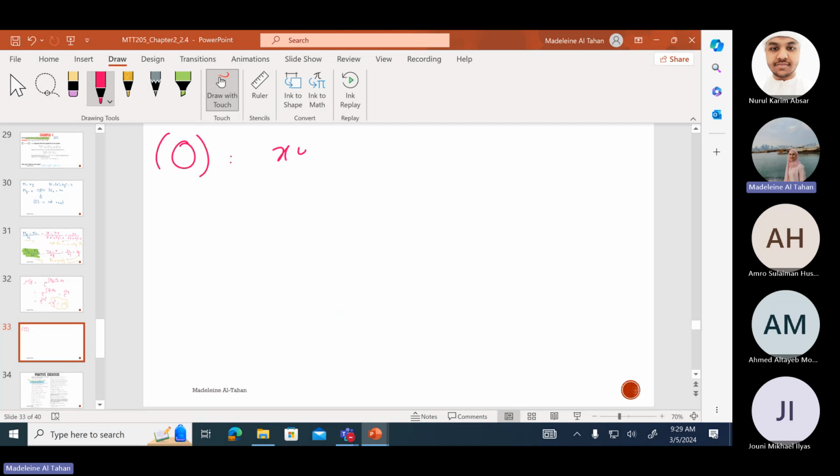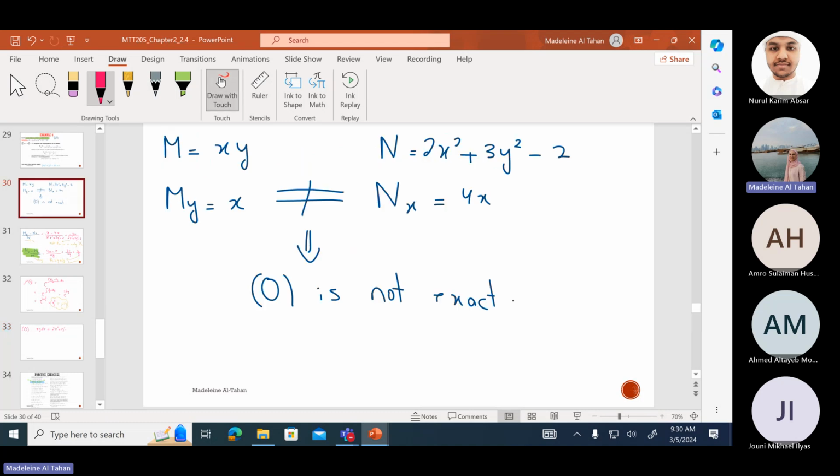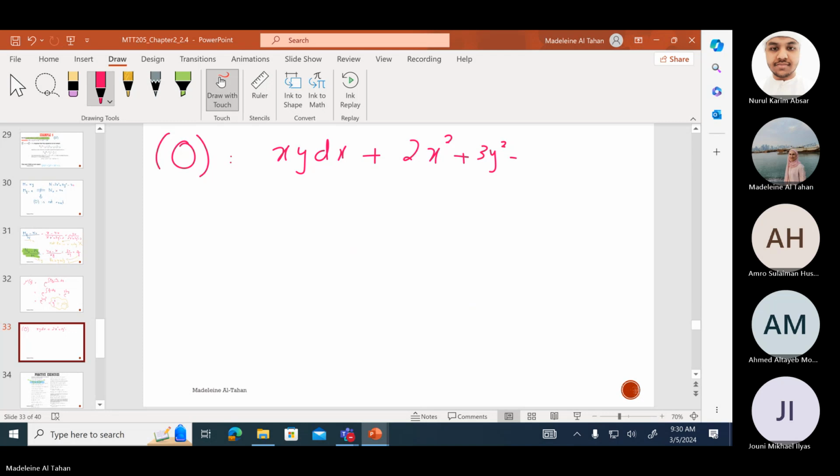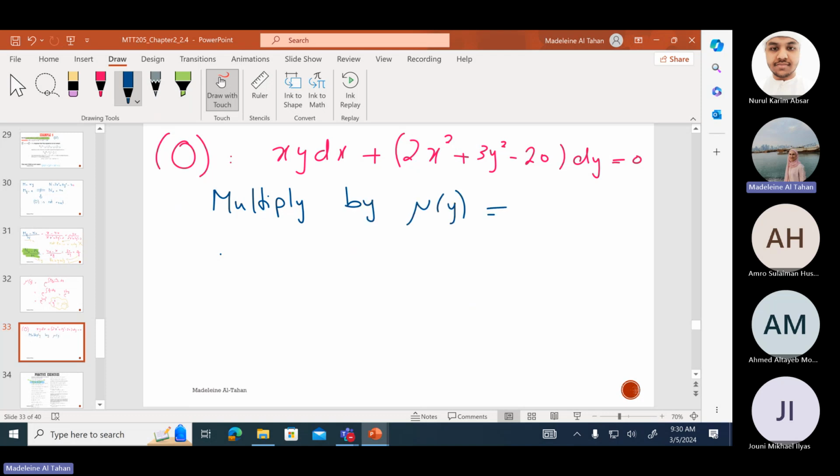It was xy dx plus 2x squared plus 3y squared minus 20, minus 20 dy equal to 0. What do we need to do? We found an integrating factor. So we will multiply by mu of y. What did we get it as? y cubed. So we will multiply the whole equation by y cubed, which is not 0. What will happen when we multiply the whole equation by y cubed? What will be the new equation?